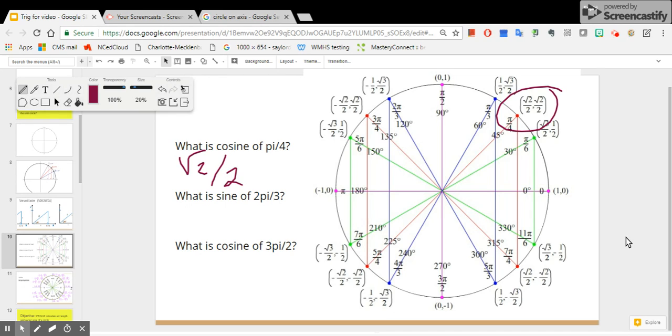If I ask for sine of 2 pi over 3, 2 pi over 3 is going to be over here, and I'm looking for sine, so I'm looking for root 3 over 2. Cosine of 3 pi over 2 looks like I'm looking down here, and cosine of that would be 0.